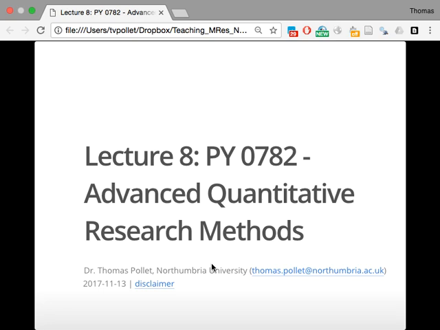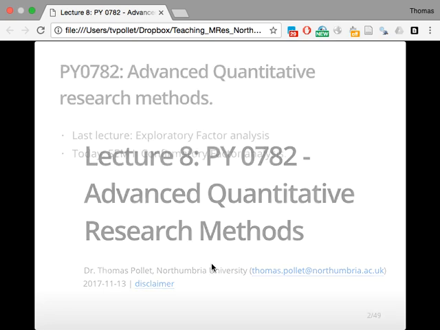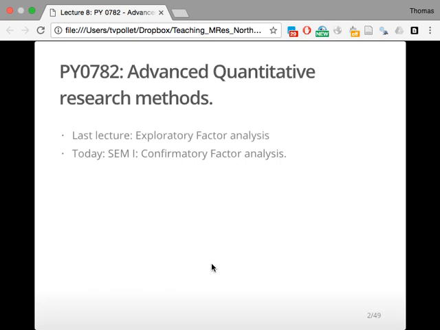So today, lecture 8. As a reminder, last week we talked about exploratory factor analysis, and leading on to that, I already mentioned last time there's a difference between exploratory factor analysis and confirmatory factor analysis. And so leading to that today, we'll do a confirmatory factor analysis by structured equation models. And then next week we'll return back to mediation.